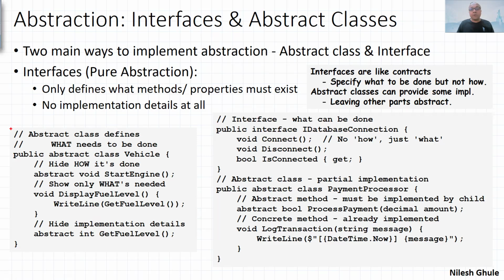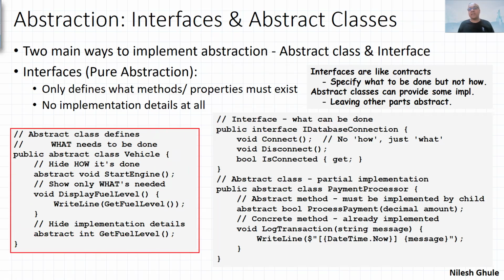Here is one simple C# example of the abstract class. You can see an example. We have a simple abstract vehicle class, and it has two methods, like start engine and get fuel level, which are abstract methods. But at the same time, this particular class may have some data members, and it may have some other methods implemented, like display fuel level.